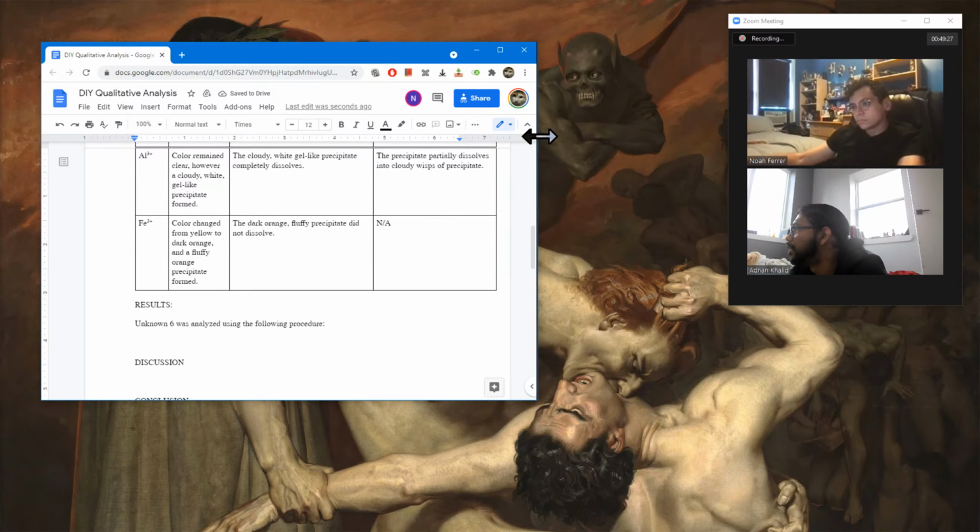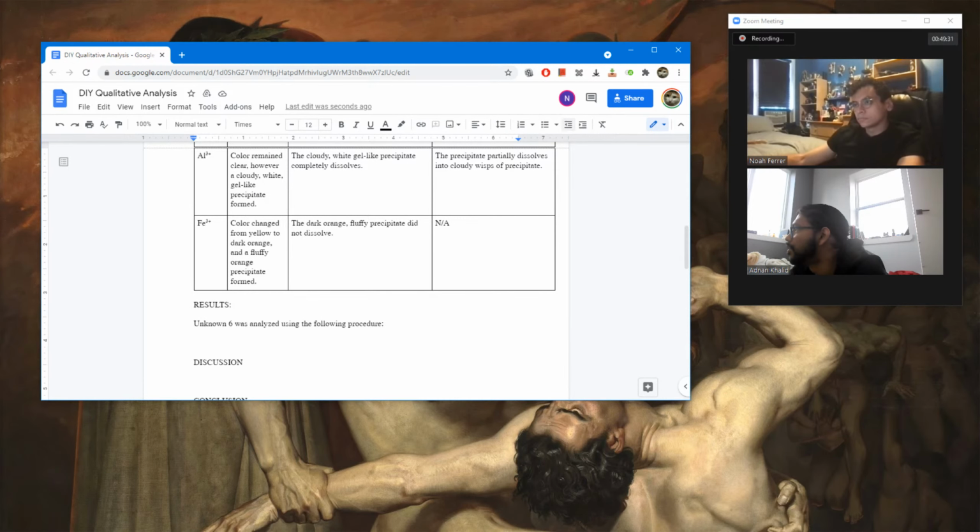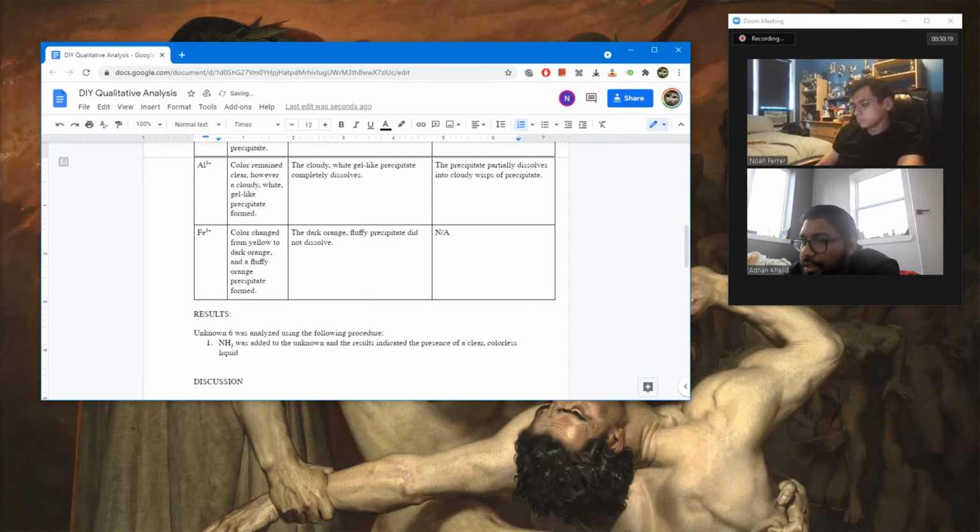So I'll put down something like, okay, so first NH3 was added to the unknown, and the results indicated the presence of a clear colorless liquid on top and a rust-colored precipitate on the bottom.